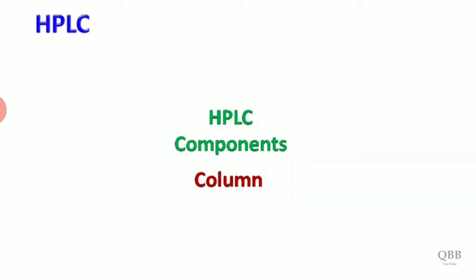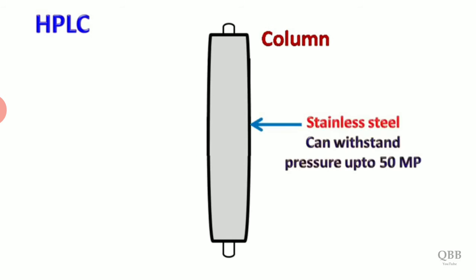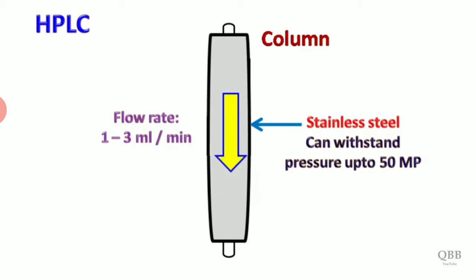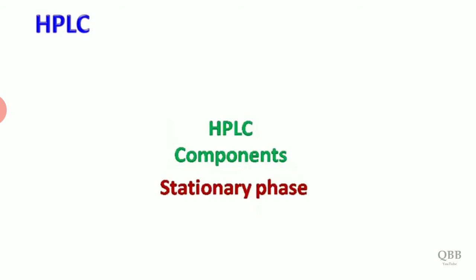So, the different components of HPLC. You need a column, which is stainless steel. It can withstand a pressure of up to 50 megapascal. The length could vary from 5 to 25 centimeters, and the internal diameter would be 4.5 mm. The dimensions will vary according to the column. The flow rate can be as high as 1 to 3 ml per minute.